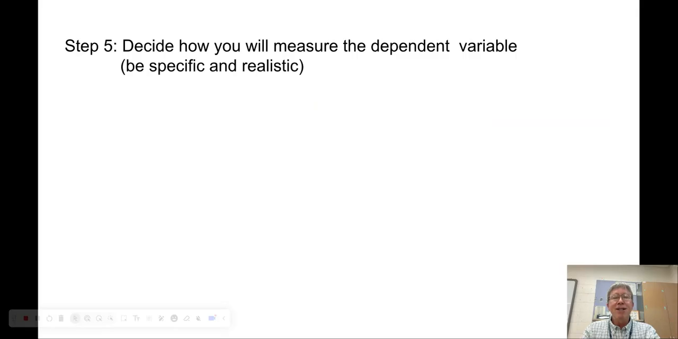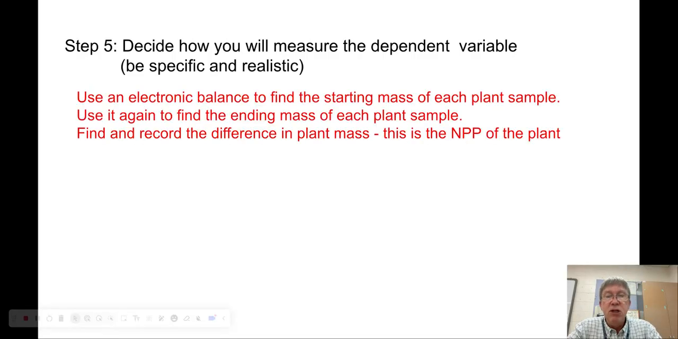So the next thing is you've got to decide how you are going to measure your dependent variable. I said my dependent variable is productivity. There are lots of different ways I can measure productivity. I can measure by chemical changes in the water, but probably the easiest and most reliable is just changing biomass. So here's what I'm going to do. I'm using an electronic balance to find the starting mass of each plant. Let's just say they each start off at 10 grams. And I'm going to use it again at the end of a given time period to see how much change there was. Whichever one has more biomass at the end must have engaged in greater productivity.